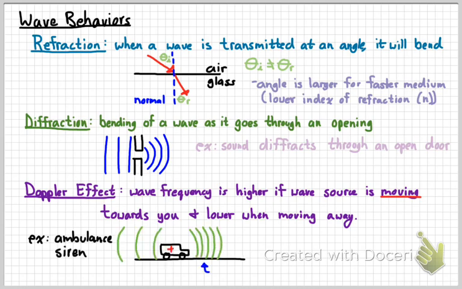Draw an ambulance. The waves in front are closer together because the ambulance is moving towards them. The waves in back are farther apart because the ambulance is moving away. So in this example, the ambulance is moving to the right. So somebody standing to the right would hear a higher pitch. Somebody standing to the left would hear a lower pitch.